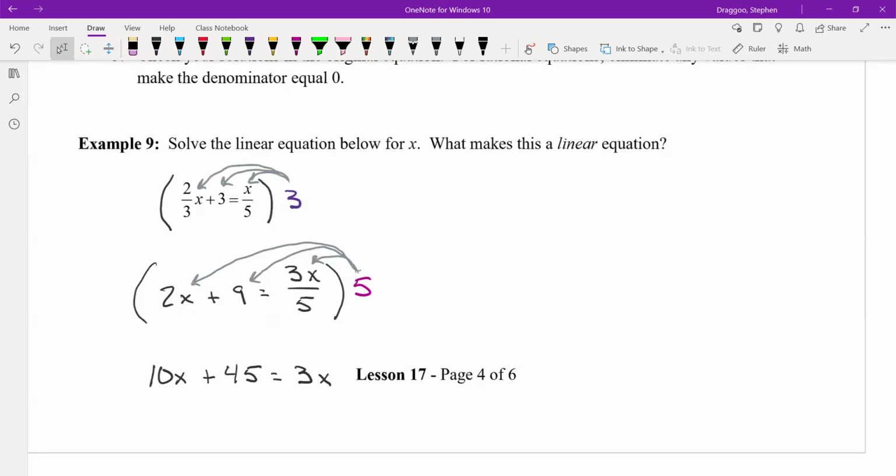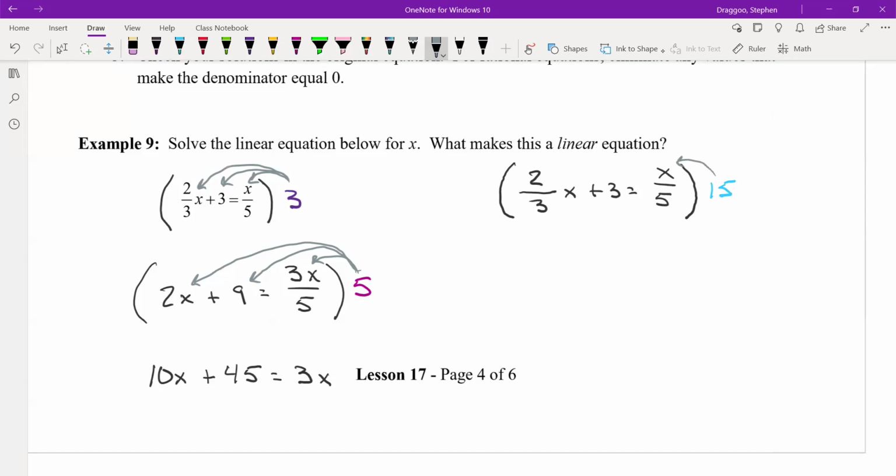To prove a point, I suppose, 2 over 3 x plus 3 equals x over 5. I did not need to separate out that clearing denominator step into two parts. Instead of multiplying first by 3 and then by 5, I could have just multiplied the whole thing by 15, my least common denominator. I don't know why I keep saying divisor. But yeah, my least common denominator is 15, so I just multiply 15 into everything.